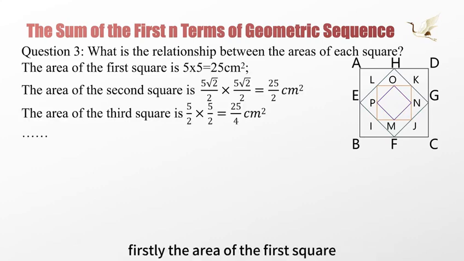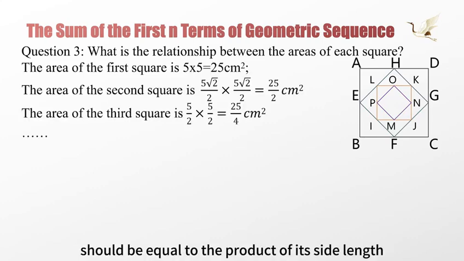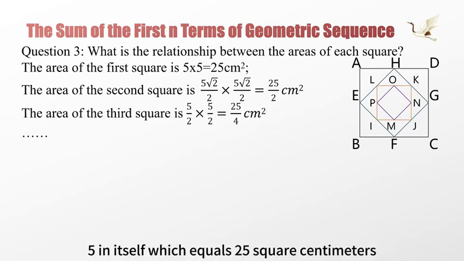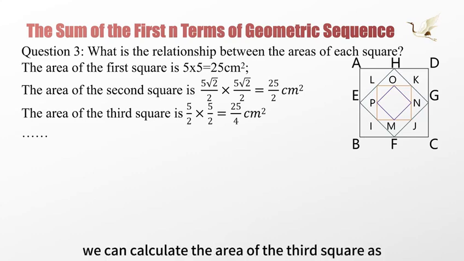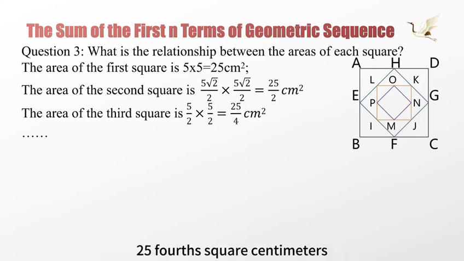Firstly, the area of the first square is equal to the product of its side length 5 and itself, which equals 25 square centimeters. The area of the second square is equal to the square of its side length 5 times the square root of 2 over 2, which equals 25 over 2 square centimeters. Similarly, we can calculate the area of the third square as 25 over 4 square centimeters.